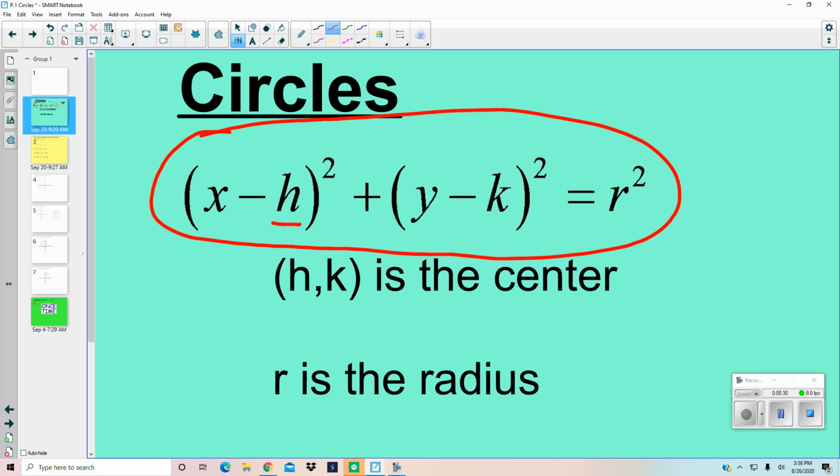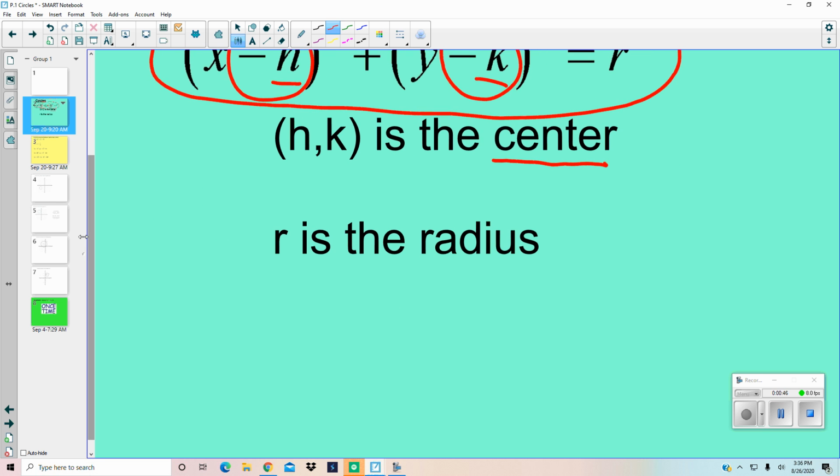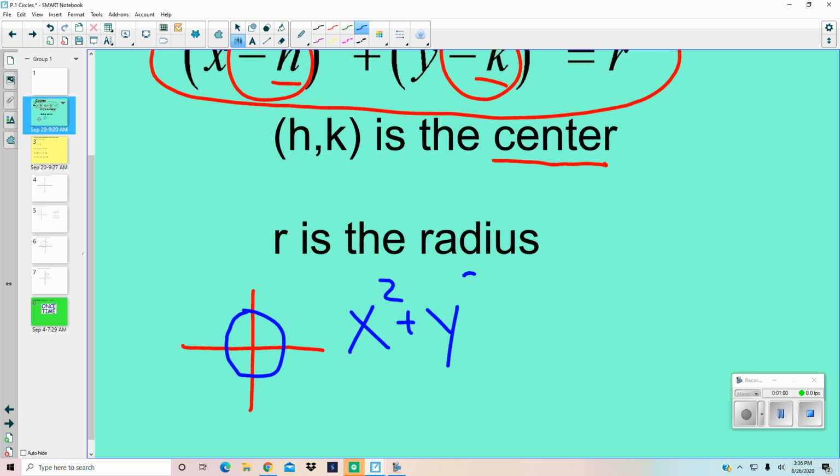So h and k give you the center. The opposite of this number here and the opposite of this number here is going to give you the center of the circle. r is going to be the radius. For example, if I have a circle whose center is at (0, 0), then it would just be x² + y² = let's say the radius is 3, so it'd be 3 squared, which is 9.